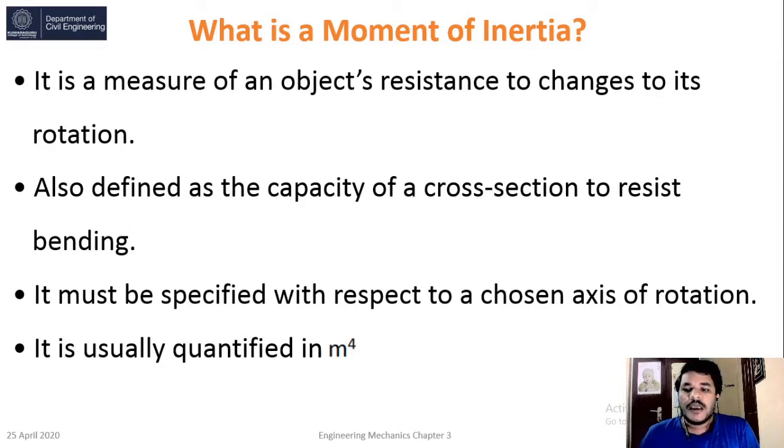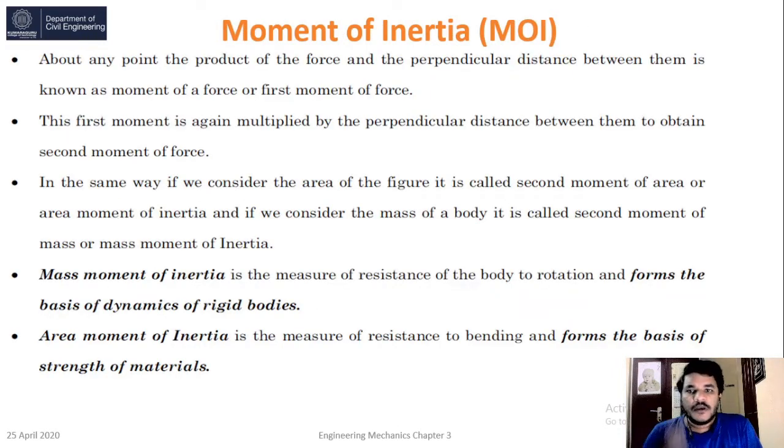Right. And it must be specified with respect to a chosen axis of rotation, and usually its unit is quantified in meter power 4, mm power 4, or centimeter power 4. How this unit comes, let's look into in the upcoming slides. Right. Further, we can go into the moment of inertia.